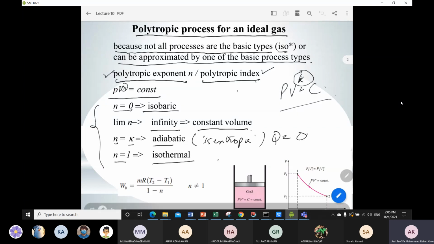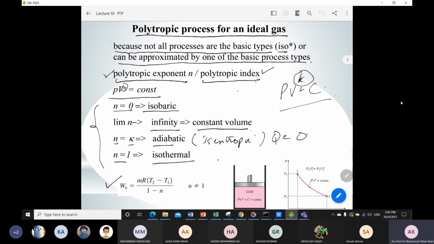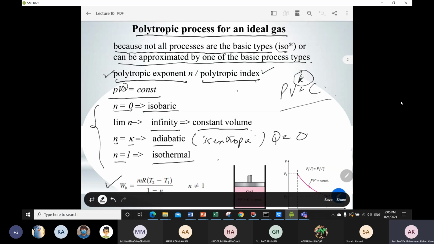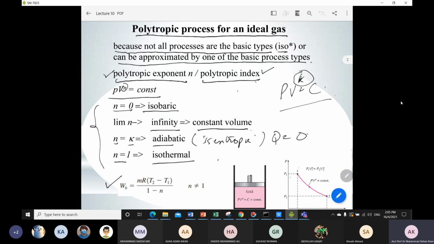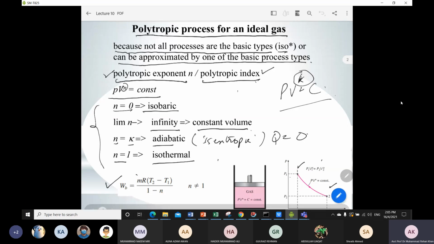Now, in order to define the work, because definitely if a polytropic process is happening for your expansion process, there will be work involved. To find the work, called W_B, the boundary work, between any state points, say 1 and 2, if there is an expansion or compression process from 1 to 2, you can define your boundary work in terms of m.